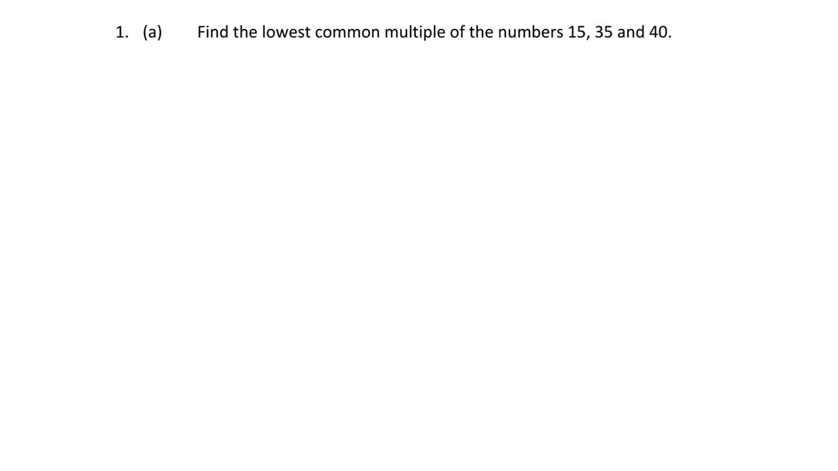Question number 1, part A. Find the lowest common multiple of the numbers 15, 35, and 40. Okay, so to find the lowest common multiple, let us list the given numbers, and then we are going to find the common multiple for the numbers. Okay, so we are going to prepare a small table. So here we are going to have 15, here is 35, and here is 40.